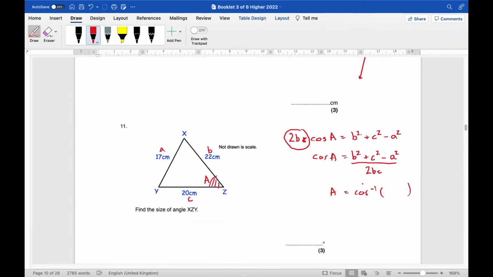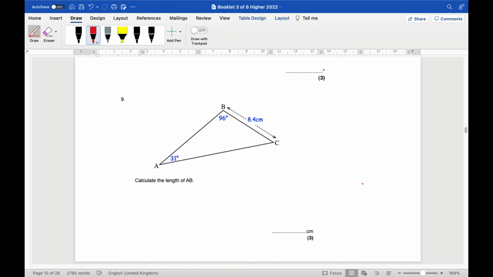Right, we're into our have a go yourself, okay? So have a think about it. Complete pair. Calculate the length of AB. Here's the incomplete pair, isn't it?